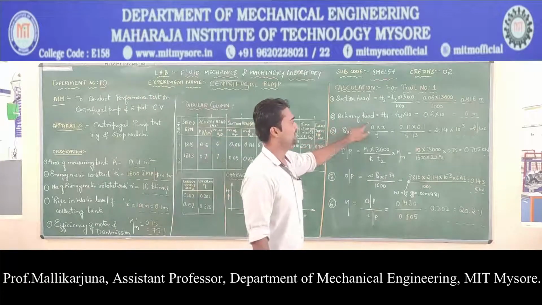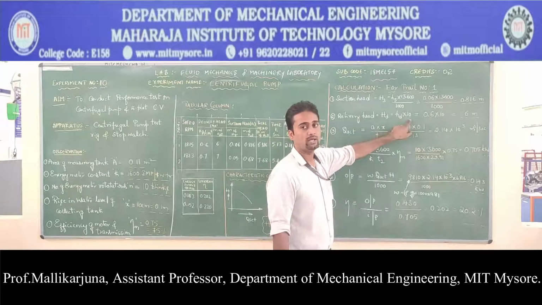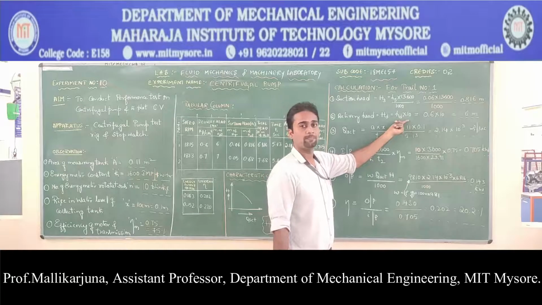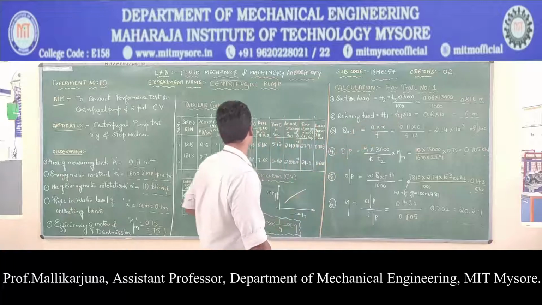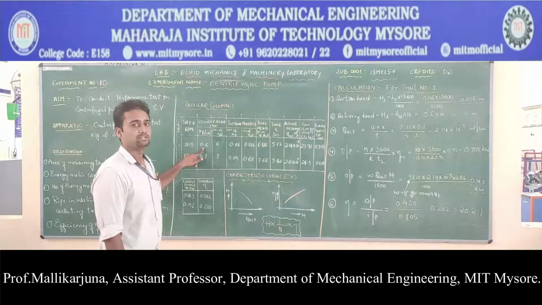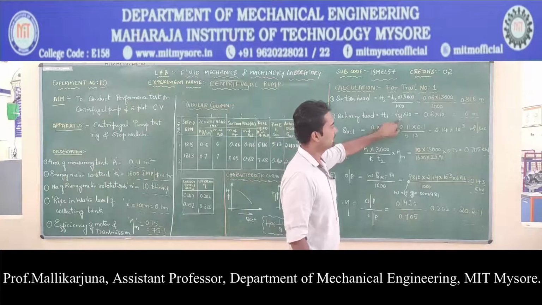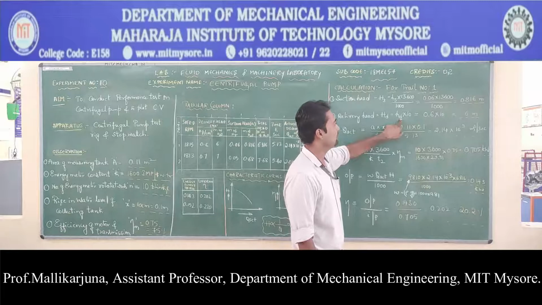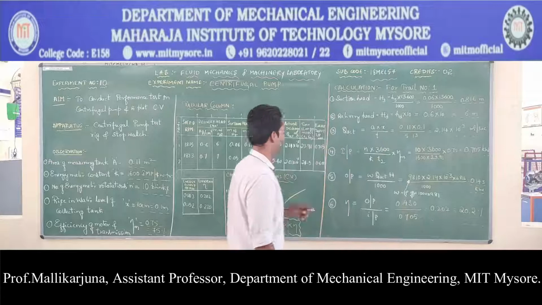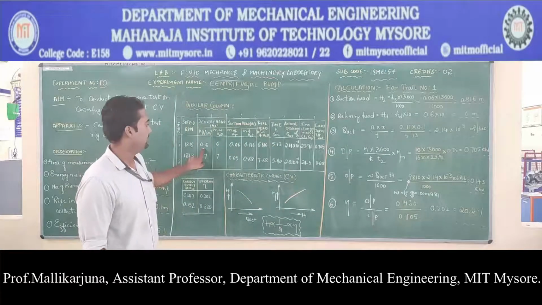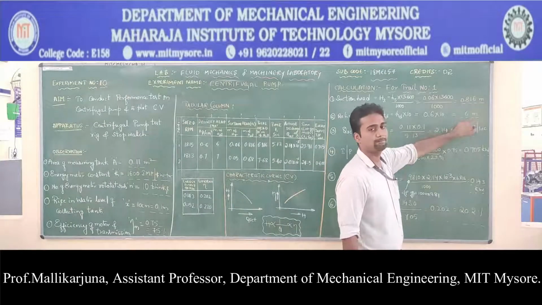Second calculation is delivery head, which is denoted by capital H suffix D, which is equal to small h_d into 10. This is the conversion for the delivery head, because this delivery head is in terms of kg per centimeter square. This has to be converted into meters of water. If I have to convert this into meters of water, this has to be multiplied by 10. So 0.6 is multiplied by 10, which will be around 6. So that is the delivery head, 6 meters.